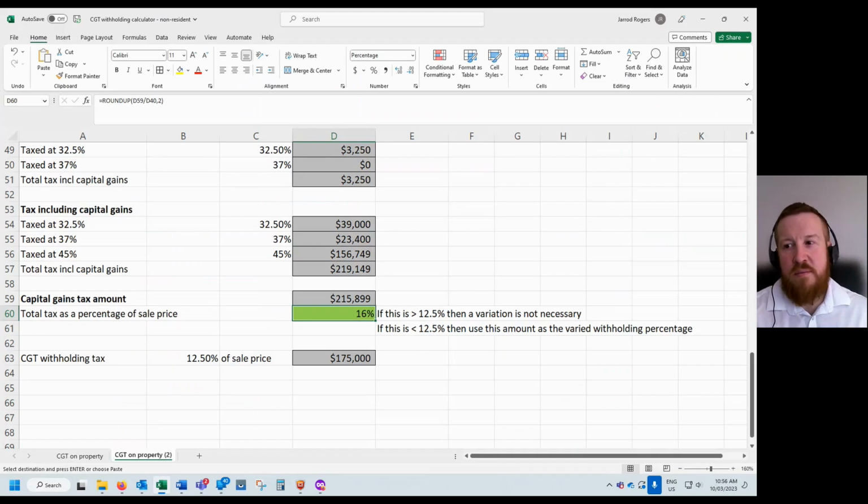So I hope that was helpful. A relatively involved set of rules. At first, it might seem simple. You just pay 12.5% when you sell, but you just need to make sure that if you've got a small capital gain or even a capital loss, that you're not paying that tax unnecessarily. And that's where the variation form comes in.